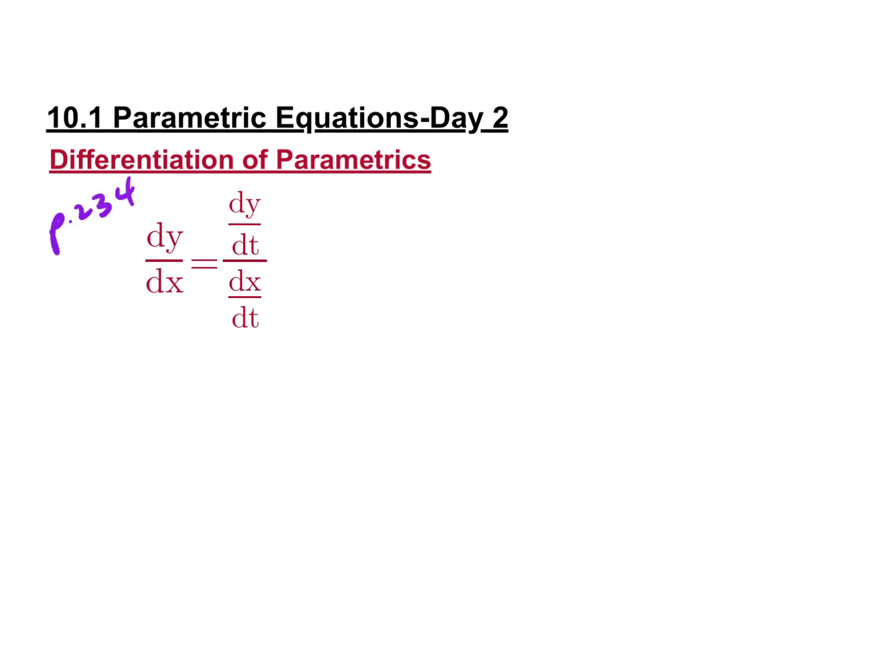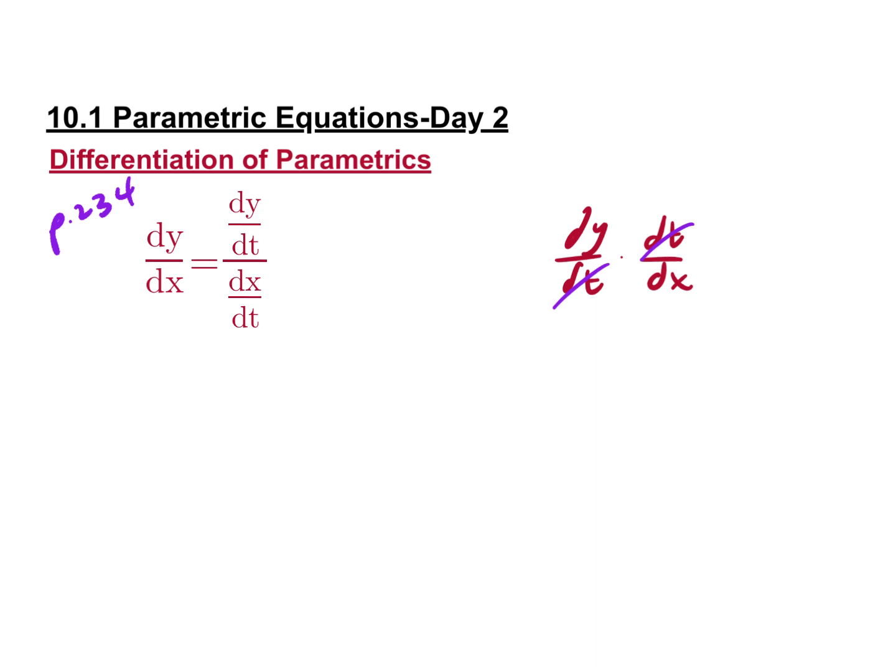Okay, this is the formula that you're going to use. So the derivative dy over dx is the same as dy/dt over dx/dt, okay? And really simply stated, if I use keep, change, flip, this is where it comes from. Because this is dy over dt times, flip it, dt over dx. Well, those cross cancel and I get dy over dx.